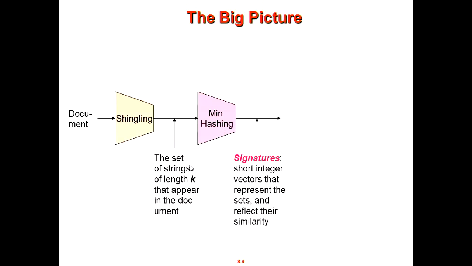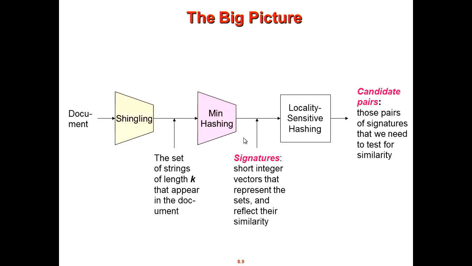Next, based on this set representation of documents, we compute short signatures. It's called min hashing, and we use short integer vectors to represent the sets. The number of elements is reduced significantly, but by applying this technique we are still able to preserve the similarity. This means that if two documents are similar according to the set representation, they are also similar based on this short signature. So that's min hashing.